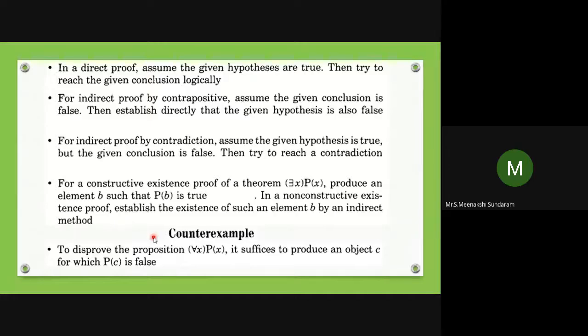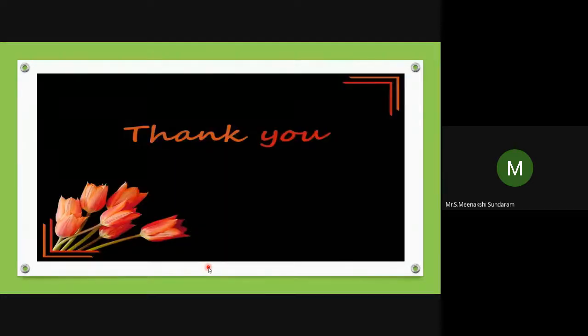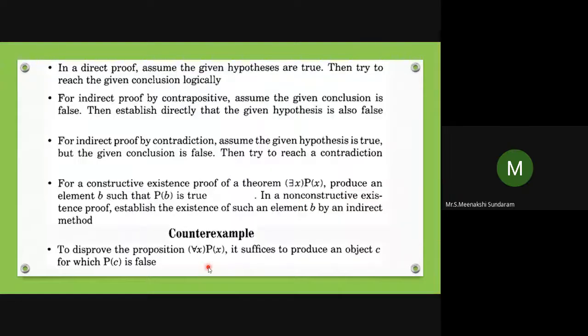Then counter example. To disprove the proposition, it is sufficient to produce an object C for which P of C is false. That is for the 'for all' case only; taking a counter example is easy. Sometimes they say it is true for all the cases. For that case, we can go for a counter example. At least one example where it is not satisfied, that is called a counter example. So these are the basic things, the first unit things.